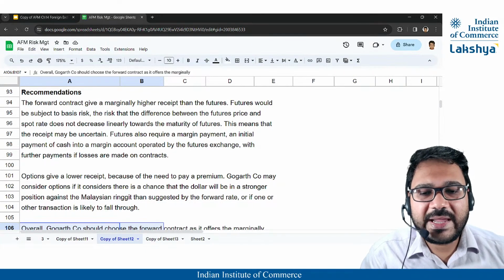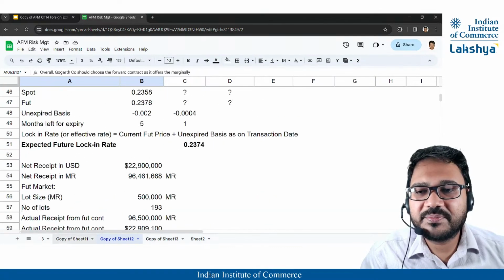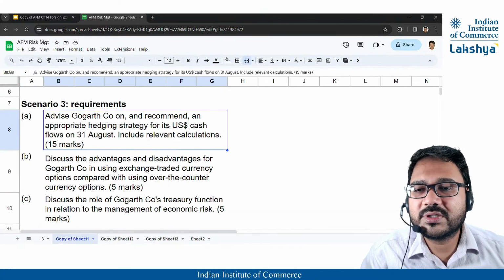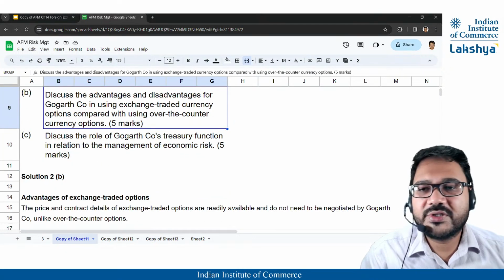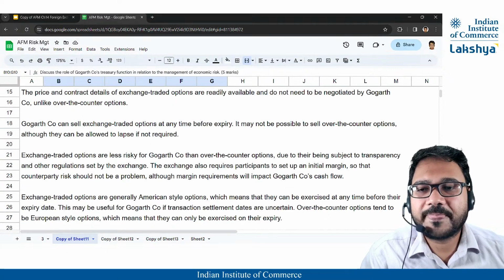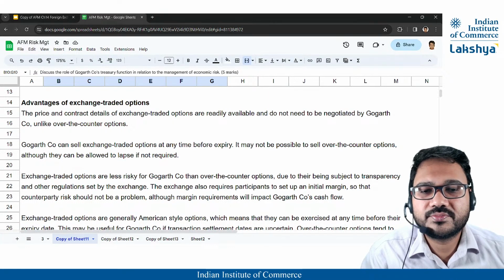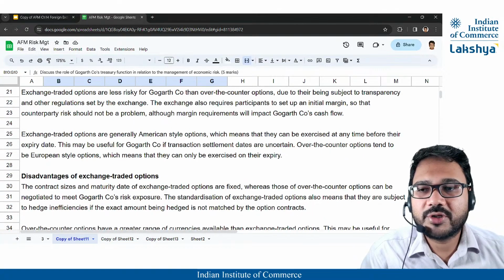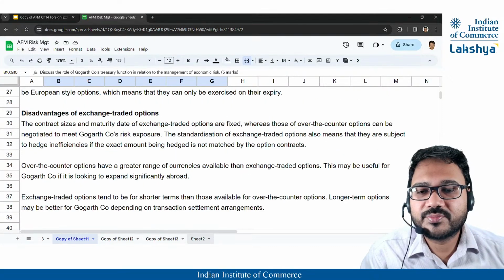I think we'll end for the day over here. The theory part of it is pretty simple. You just have to discuss the advantages of OTC, or the difference between OTC contract options and exchange traded options, and the treasury functions. In fact, I'll just show it to you. The advantages are over here. You can pause and read through. Is my head covering anything? No. Okay. Pause and read through.